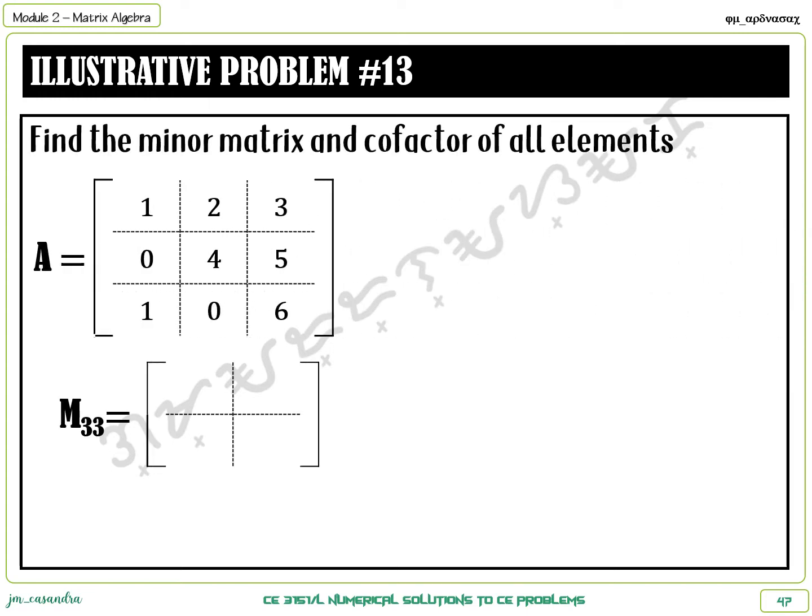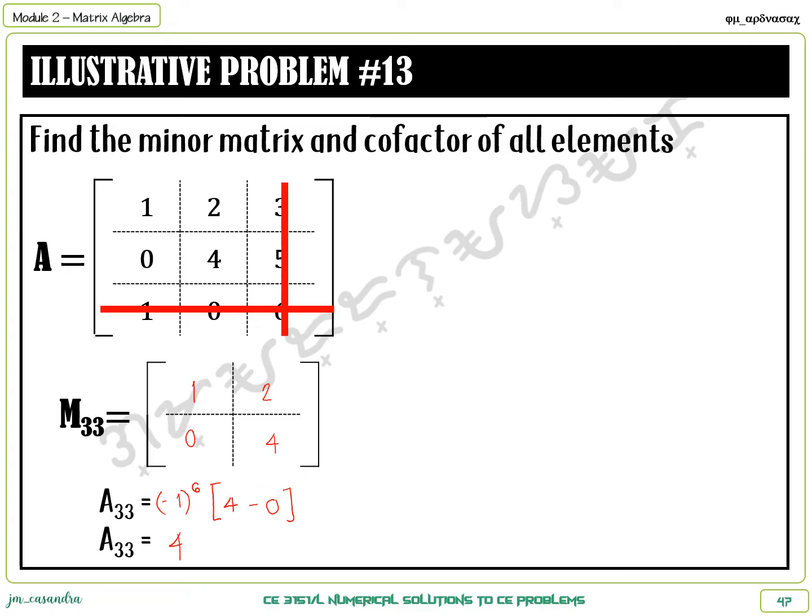So for our final element, we have 3, 3. Its minor matrix now will be 1, 2, 0, 4. Okay, and its cofactor value will now be equivalent to -1 raised to 3 plus 3 multiplied to 1 times 4 minus 0 times 2, or A33 now is equivalent to 4.